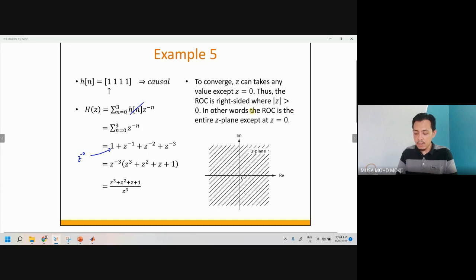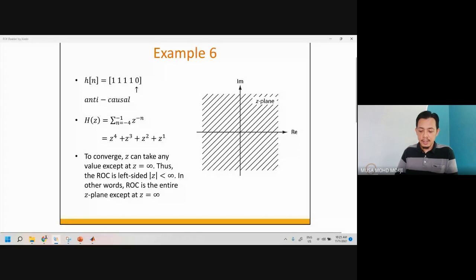So the ROC is right-sided, where z is supposed to be greater than 0. What does z greater than 0 mean? All values except 0. Only at this one dot does the value become infinity. The rest is actually not infinity.